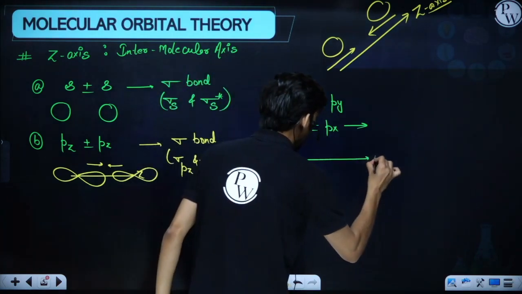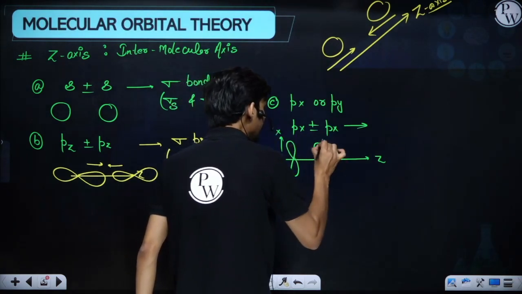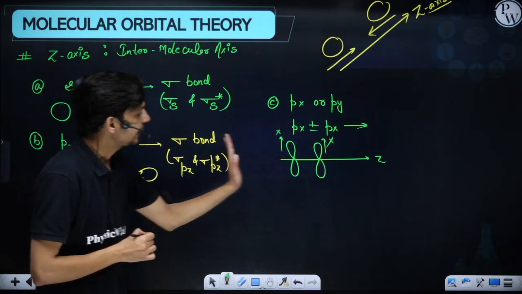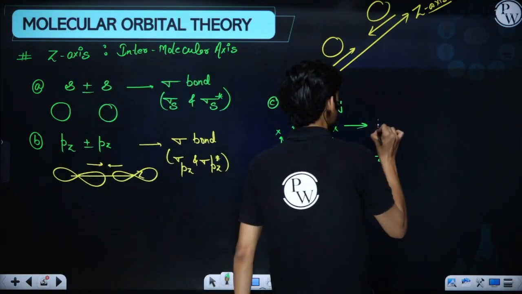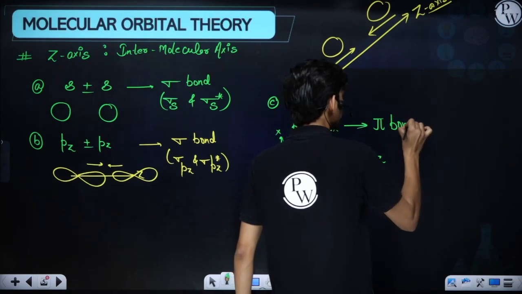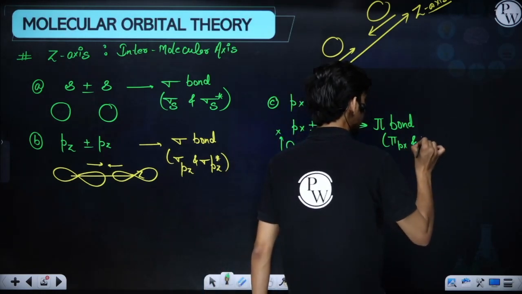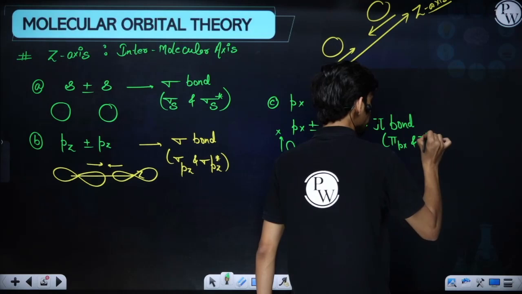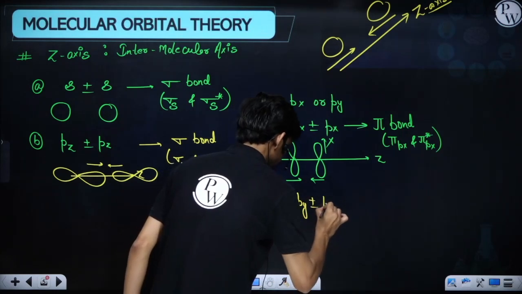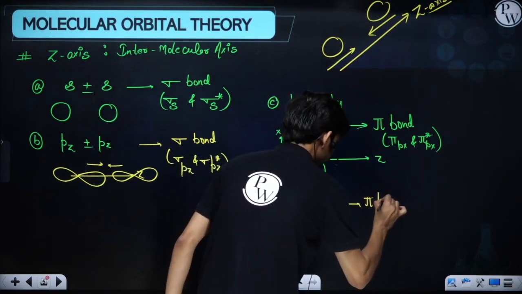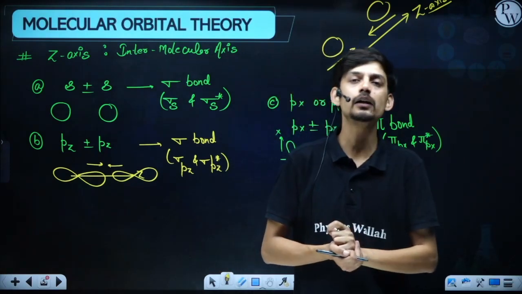So when we are having z axis as the intermolecular axis, x and y axis both will be perpendicular to z axis. That means when molecules are approaching along the z axis, they are going to have sidewise overlapping, that is pi bond. So px and py will give you pi bonding and pi anti-bonding molecular orbital. Similarly, if you are combining py with py, this will also give you pi bond. So px and py will have similar behavior if z axis is your intermolecular axis.